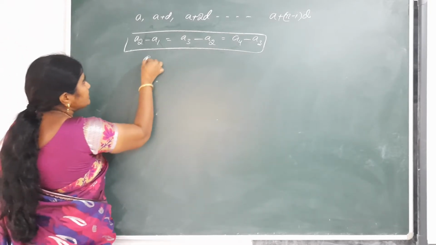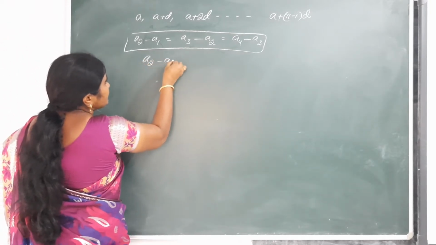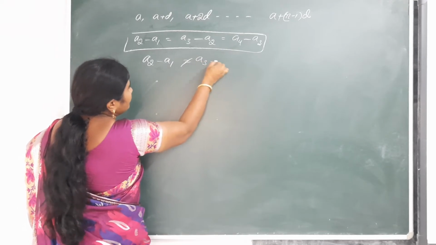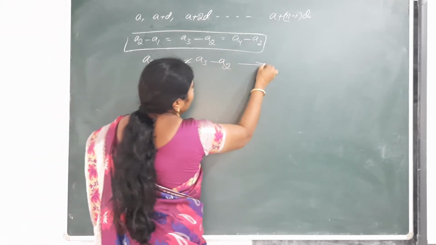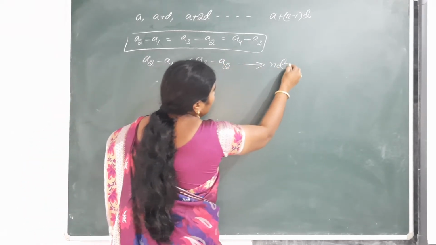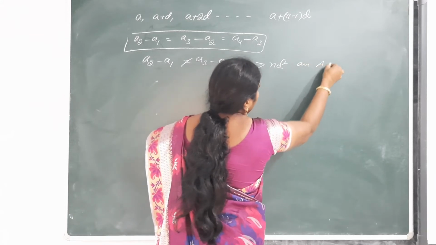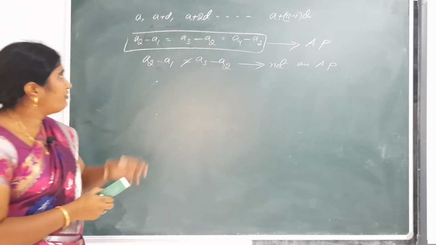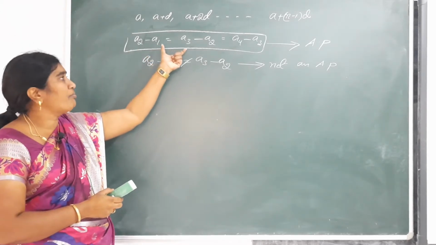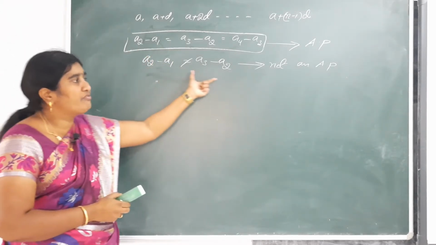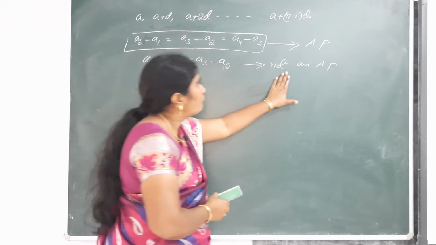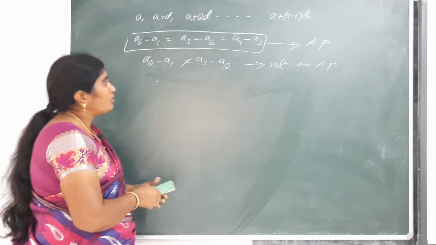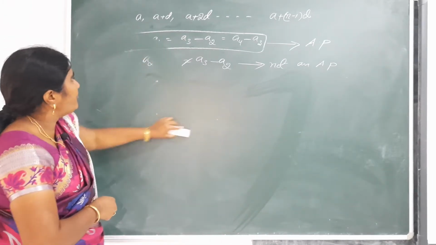If the common difference is not the same, a2 minus a1 is not equal to a3 minus a2, it is not an AP. If the common difference is the same every time, the given series forms an AP. If the common difference is not the same every time, the given series does not form an AP. Okay. Next, the nth term of an AP.